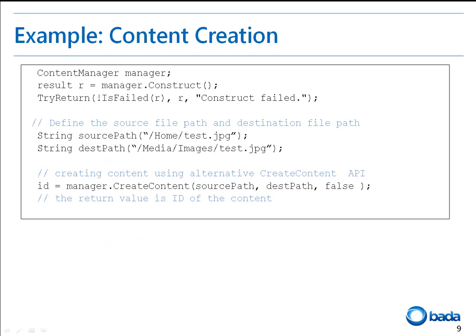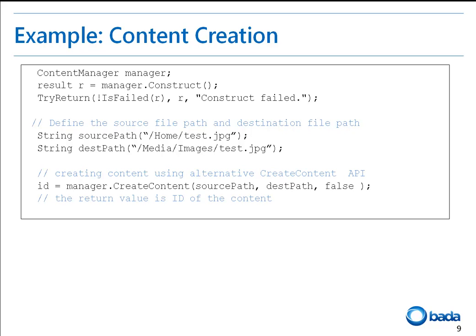Here's an alternative method for creating content available from bada 2.0 onwards. First, we construct the ContentManager object. Here, we have to use two file paths. The source path is the file which is in the home directory of the application. The destination path is the path where the content will be created inside the media image directory.